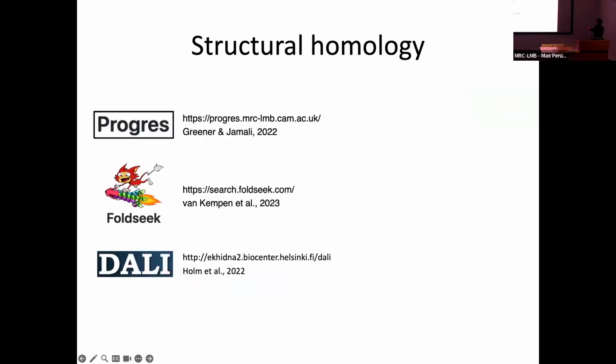Also, it's worth mentioning that there are structural homology algorithms at the LMB, like Progres, done by Greener and Jamali here at the LMB, similar to Foldseek and DALI. Basically, you can supply a fold, and it will find you all the proteins with a similar fold. This can be useful when you're working, for example, in tomography, where you have very, very low resolution.